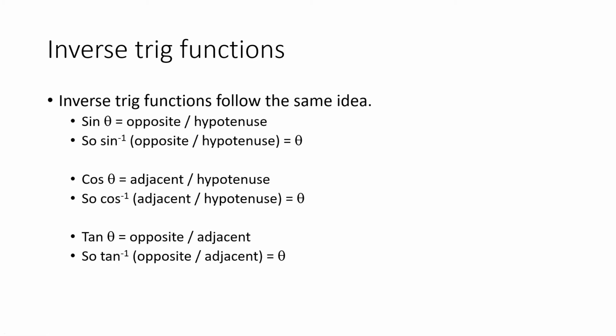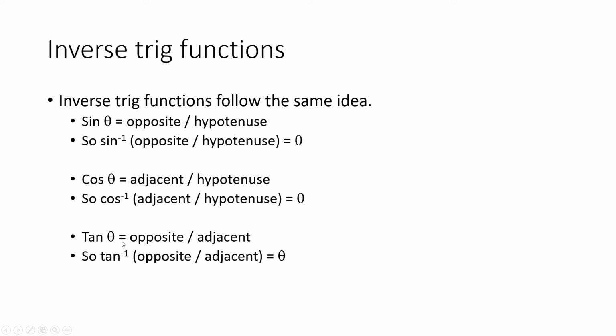The inverse trig functions follow the same idea. So if sine of theta is opposite over hypotenuse, then inverse sine of opposite over hypotenuse will give us theta, because of that rule we just saw about inverse functions. Similarly, cosine of theta is the adjacent over hypotenuse, so arc cosine of adjacent over hypotenuse would be equal to theta. We don't tend to use these much, especially in games programming, but this one is important.